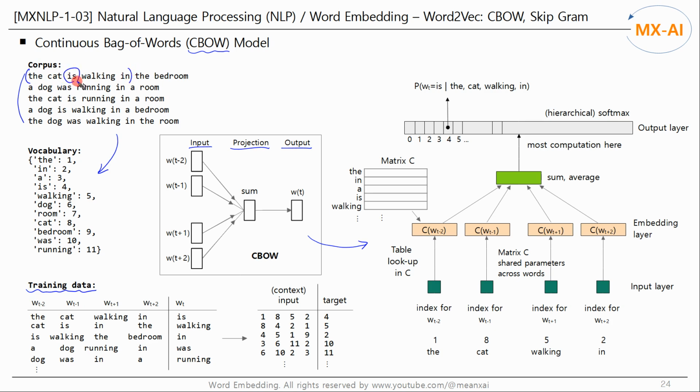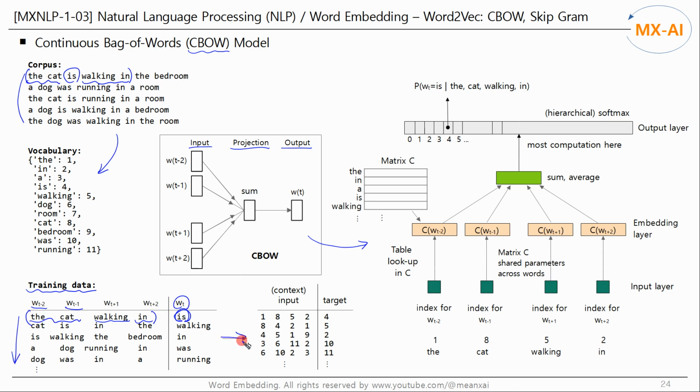This is the target word WT. These are the previous 2 words WT-2 and WT-1. These are the next 2 words WT+1 and WT+2. CBOW predicts the current word WT based on the context of surrounding words. We generate the training data in this way.